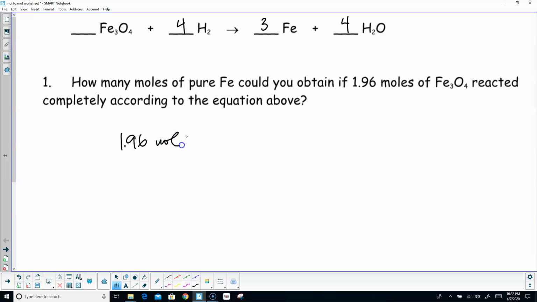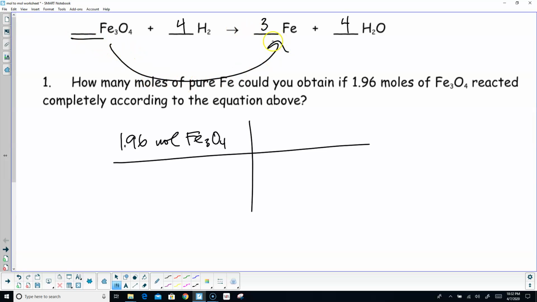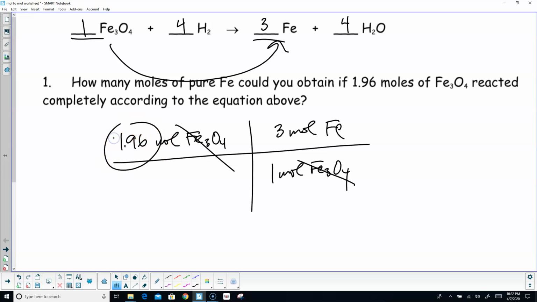1.96 moles Fe3O4. Now, if we're trying to go from here to iron, you're going to notice that for every 1 you get 3. Since I want to get rid of moles of Fe3O4, they need to go on the bottom. Well, how many? There's 1 here. So I'm going to put the 1 mole Fe3O4, and according to our balanced formula, for every 1 mole, it produces 3 moles of iron. Moles cancel. I'm ready to solve, so all I need to do is grab my magic box, 1.96 times 3. It's going to have 3 sig figs because of those 3, and so it's going to be 5.88 moles of iron.